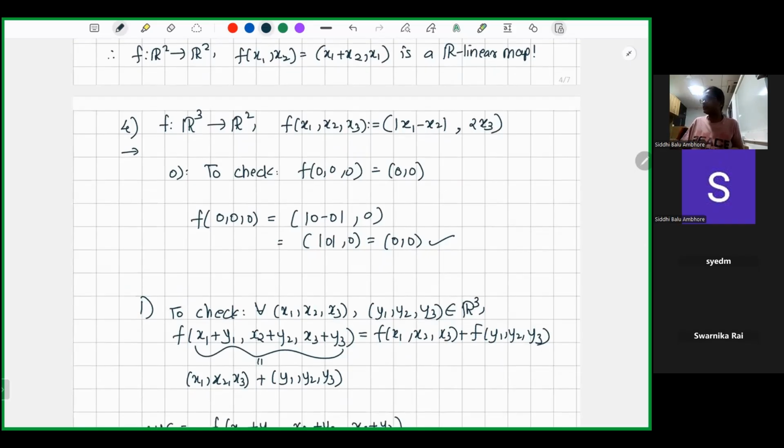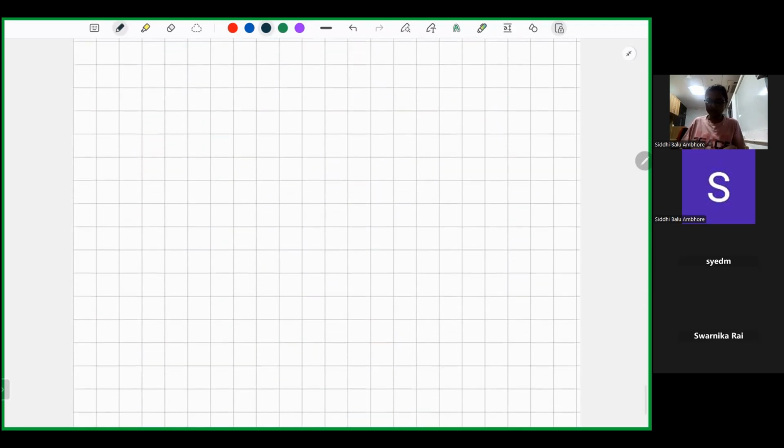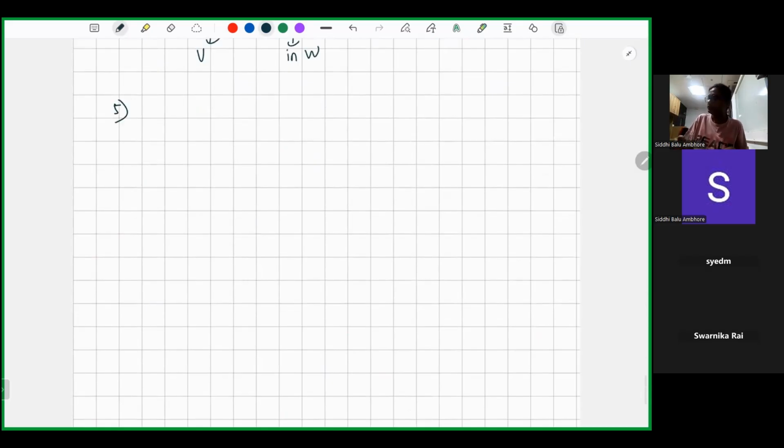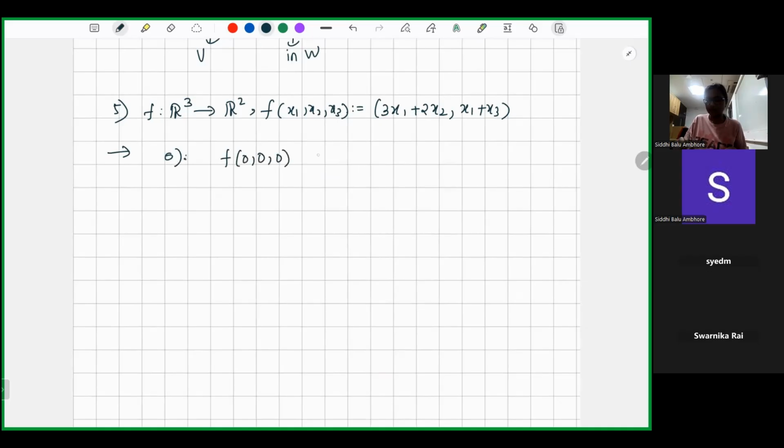And the next map is a similar kind of map, but different. So the fifth one is f from R3 to R2 again, and f of (x1, x2, x3) is defined as (3x1 + 2x2, x1 + x3). Okay, and this zero condition we check: whether f of (0, 0, 0) is equal to (0, 0) or not.